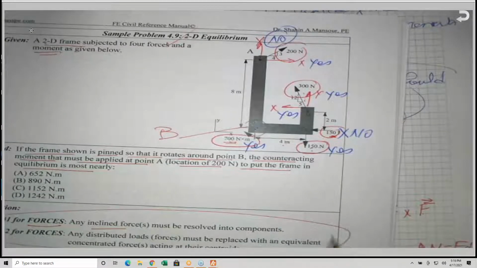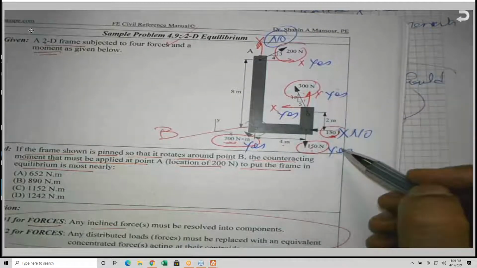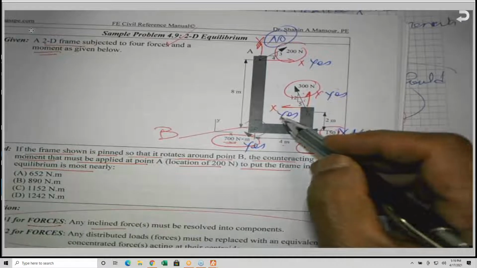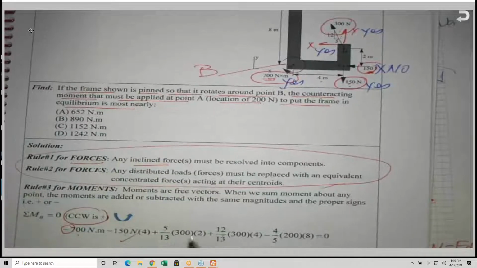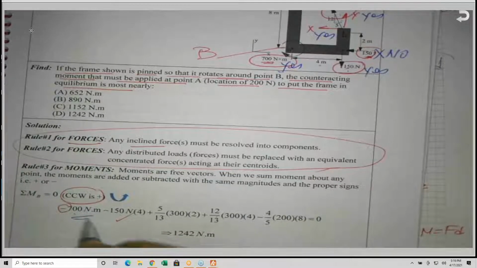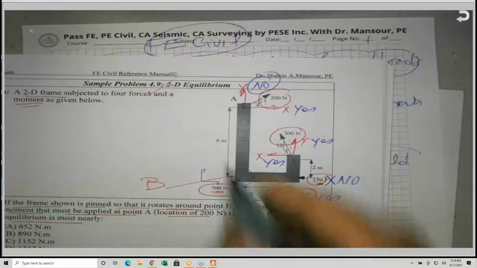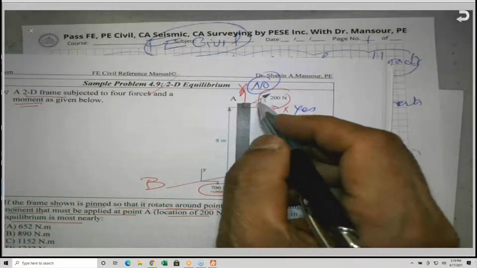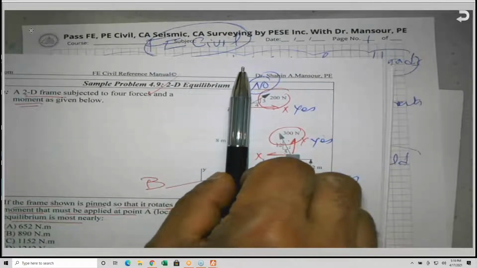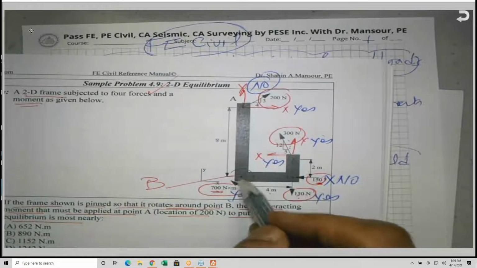So let's count how many yes. 1, 2, 3, 4, 5. So we ended with 5 terms. 1, 2, 3, 4, 5. The mistake I made very quickly was when I was saying that this is 6. Okay, no, this is in the y component, so it does have no moment about point B.